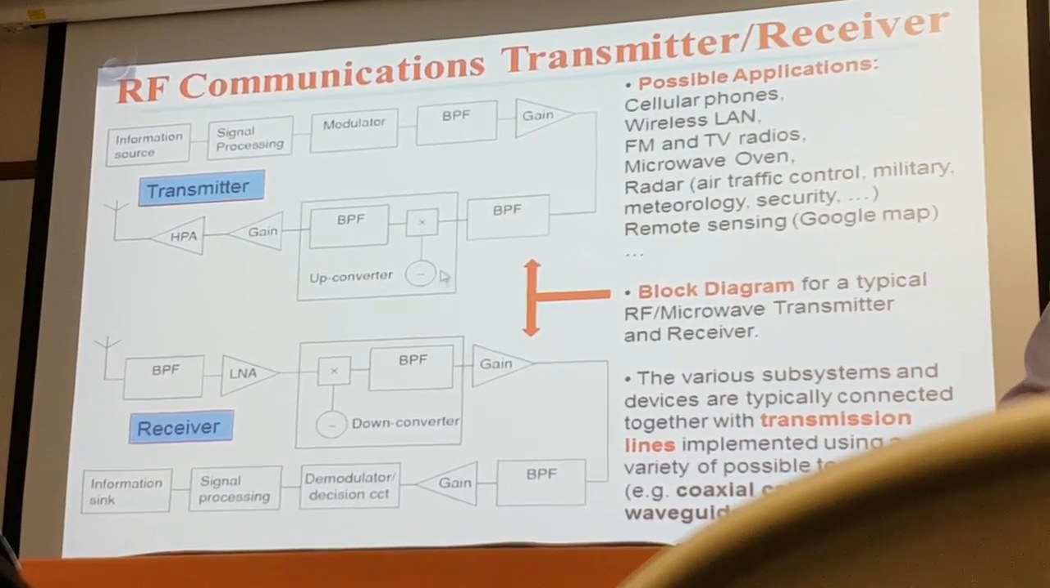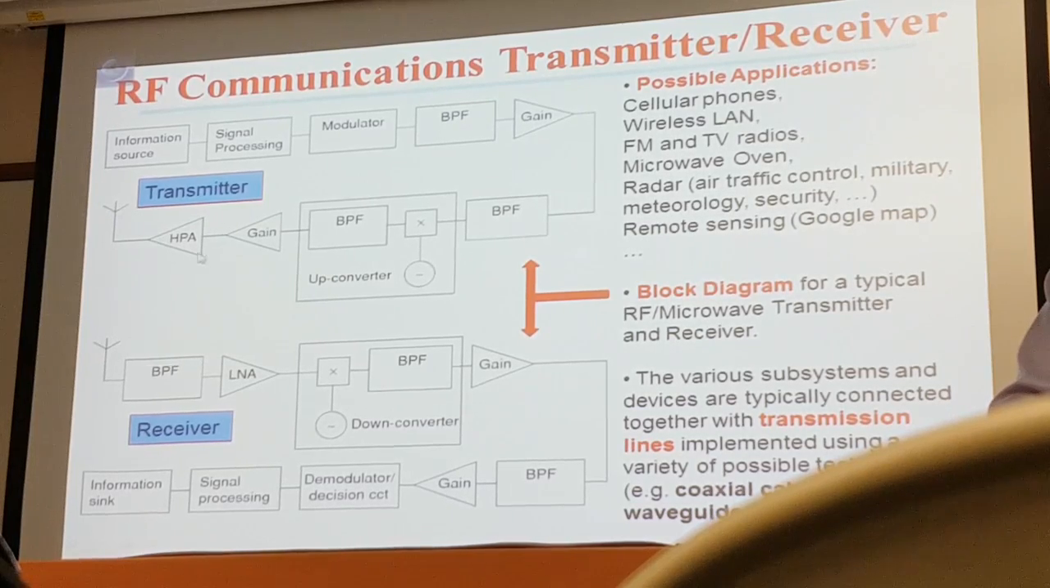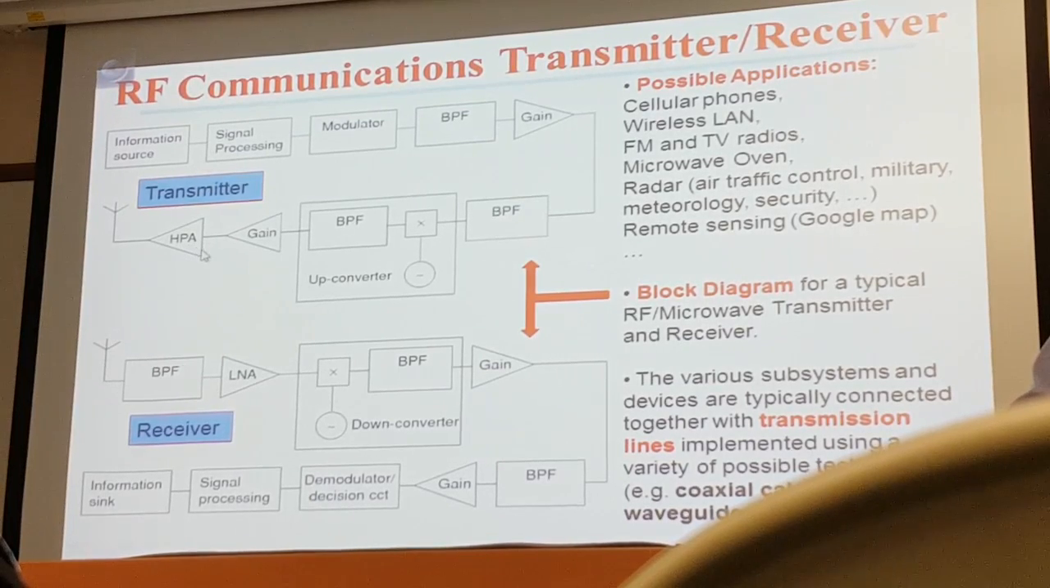Signal generator or source oscillator. This is also an amplifier. Antennas will be introduced in the second half of this module. So this is a transmitter. Typically, the last element for a transmitter is a high power amplifier. Why do we need a high power amplifier? Let me also explain.